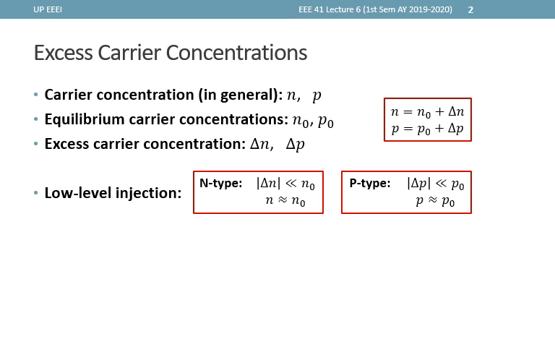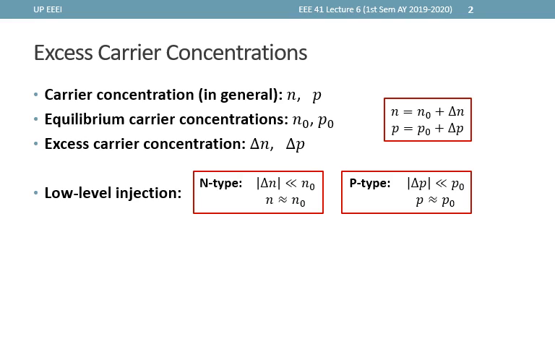We have also described the low-level injection condition where for our semiconductors, the majority carrier concentration must not be affected significantly. Thus, we have for N-type, N is approximately N naught and P is approximately P naught. And for this to happen, for N-type, the absolute value of delta N must be much less than N naught, while for P-type, the absolute value of delta P must be much less than P naught.